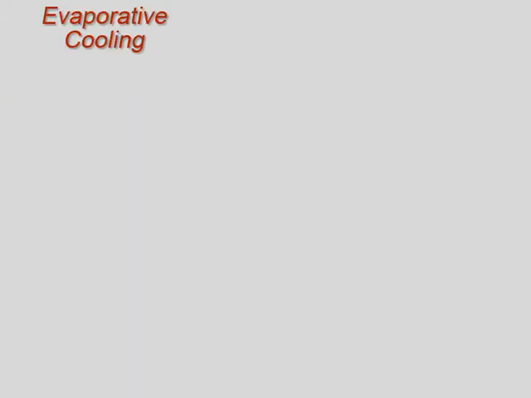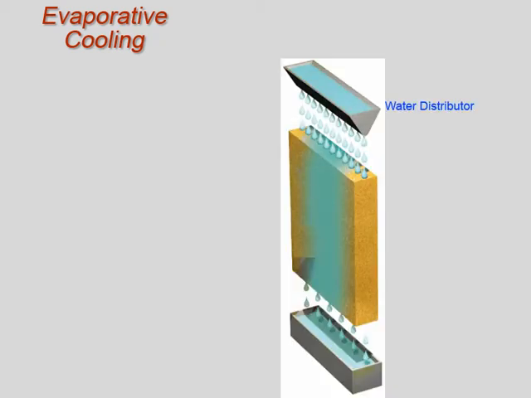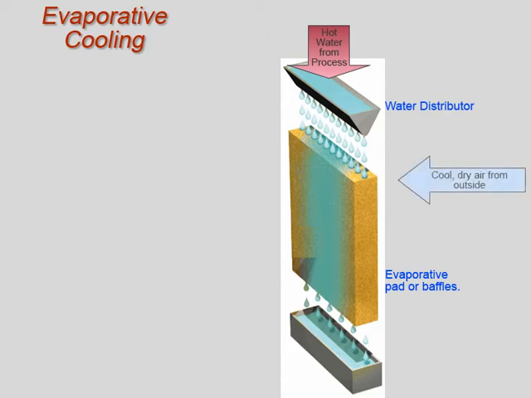Recall from heat transfer that as liquid evaporates, it takes the thermal energy for this latent heat of vaporization away from the remaining liquid. This evaporative cooling process is used in cooling towers. Hot water from the process is distributed across a pad or baffles to spread the water out over a large surface area.